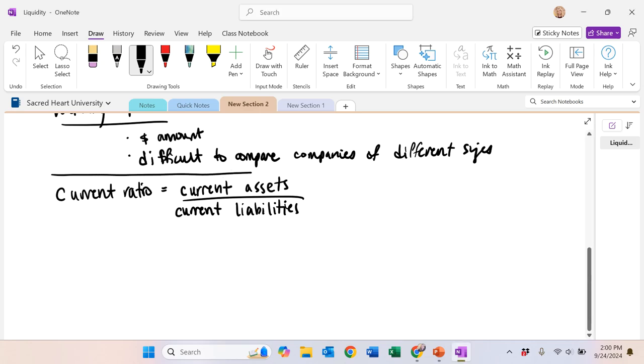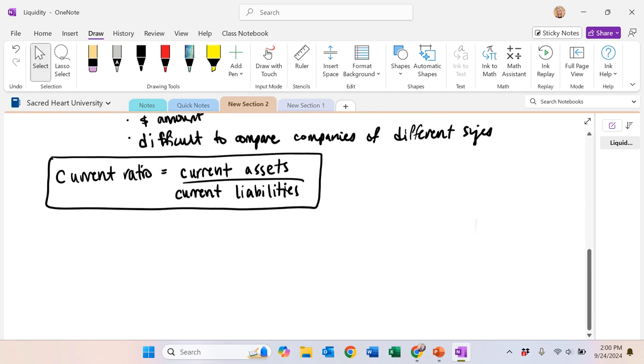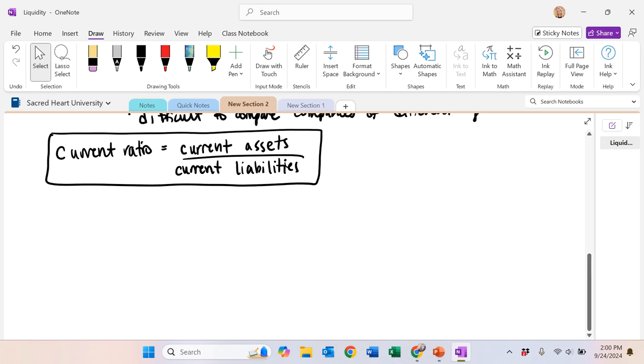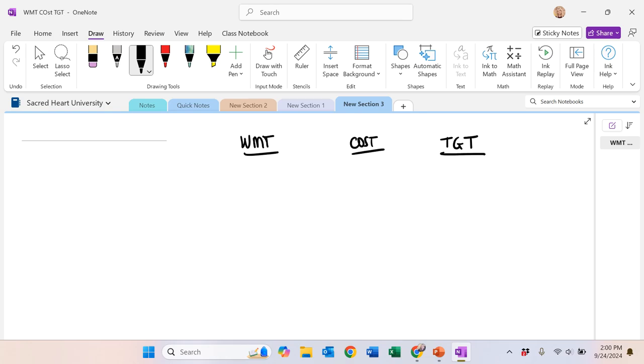But remember, at the end of the day, you can't pay a bill with a ratio. You can only pay it with actual cash, and that's where something like the working capital comes in. So similar to how we compared our metrics for three different companies last class, we're going to do the same thing this class. We're going to compare for the same three companies. We're going to look at the metrics for Walmart, Costco, and we're going to add in Target.